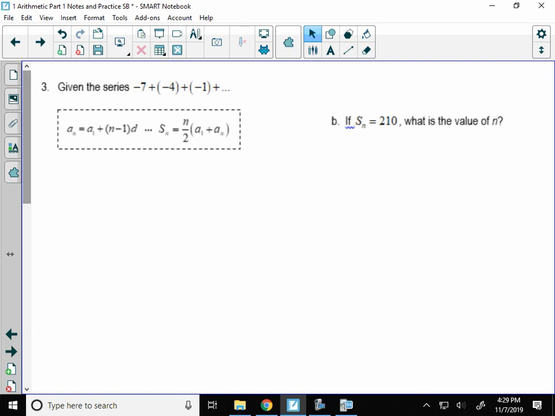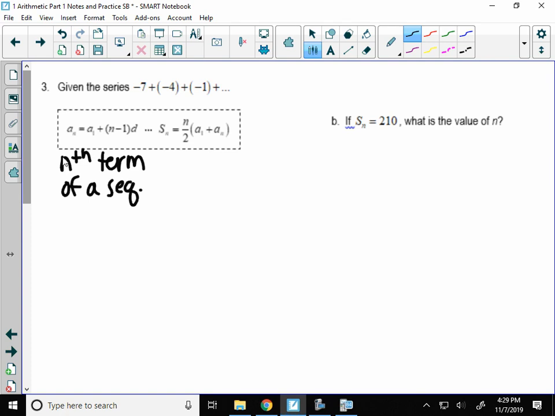So what we have here is we're given a series, -7 plus -4 plus -1. We learned on this first day of notes that a series is the sum of the terms in a sequence. So I have the two formulas here. This first one is to help find the nth term of a sequence. The second formula on the right is to find the sum of n terms from that sequence. It's called a series. So they're giving you a certain number of terms to add up, and that's the formula to find the sum of them.